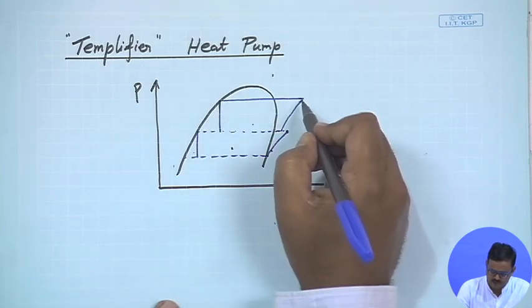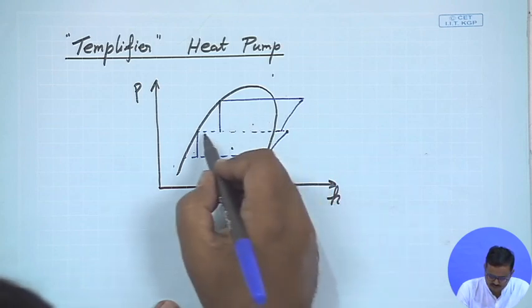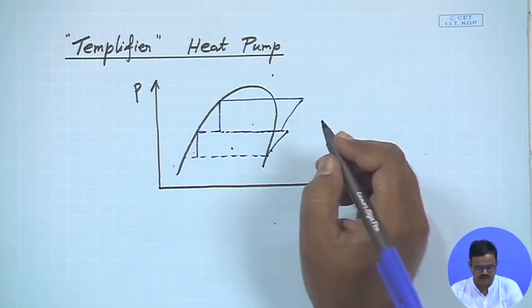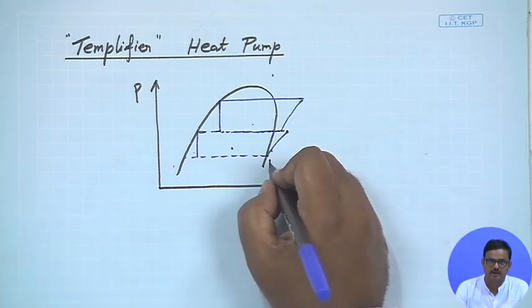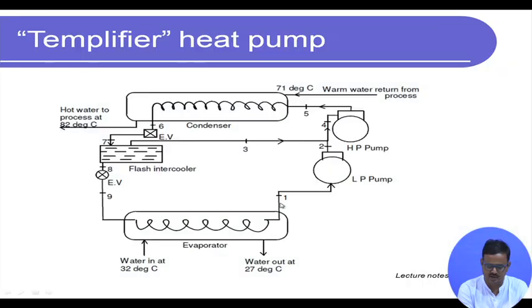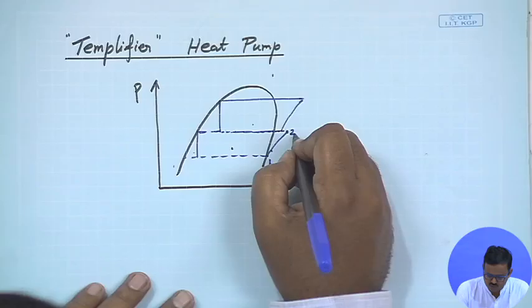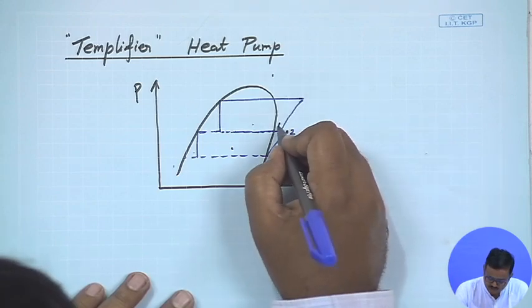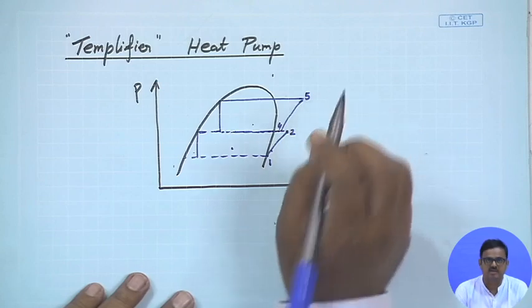Okay. So, this is how the cycle works, and let us name the points now. This is point number 1. If you look at the screen over here, point number 1 is the exit of the evaporator. Then point number 2 is the exit of the low pressure compressor. The inlet of the high pressure compressor is 4, the exit of the high pressure compressor is 5.